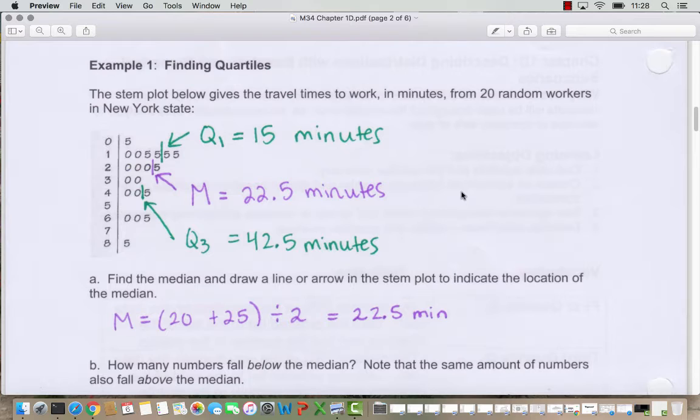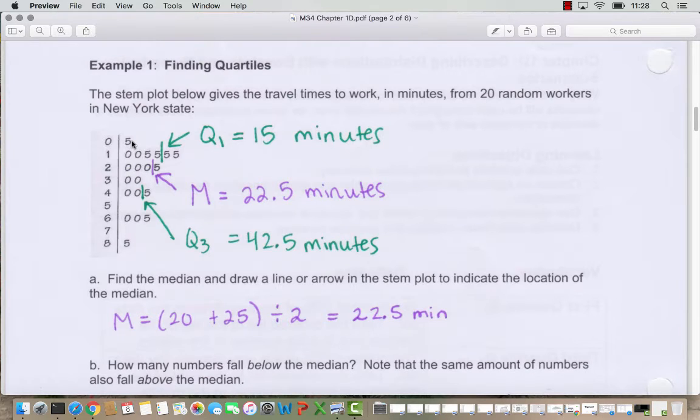Question B asks how many numbers fall below the median. We expect there to be 10 values below the median and 10 values above the median. If you count below my purple fence here, you'll count 10 different commute times below and 10 commute times above. Remember in this stem plot, the stem corresponds to the tens place and the leaves correspond to the ones place. Now we want to find the first quarter of the way through, or the first quartile.